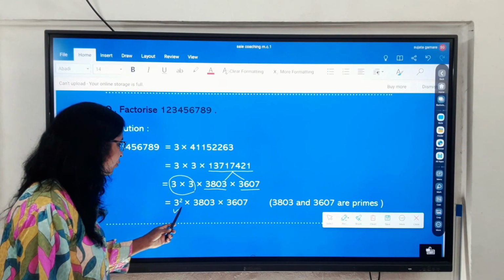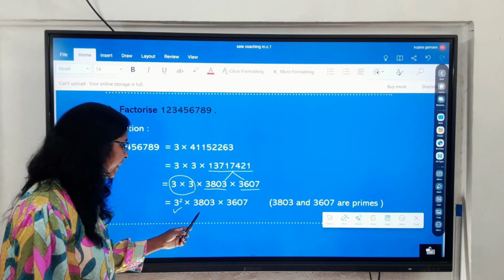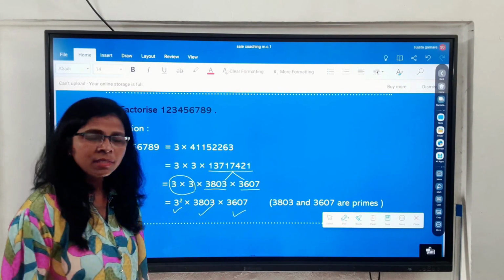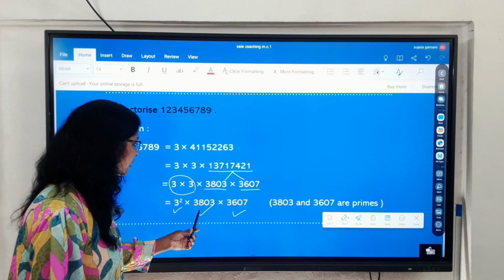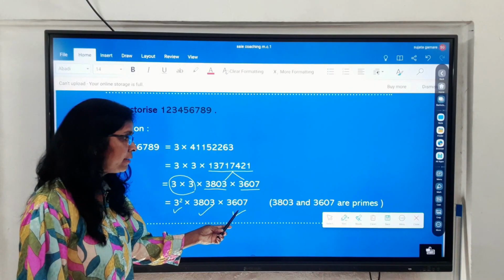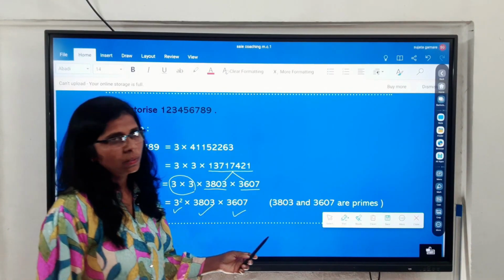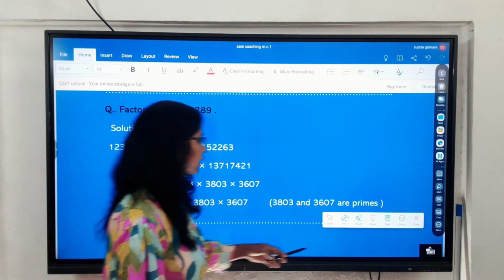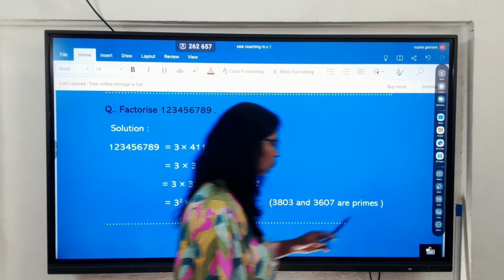So I write here square of 3, 3803 and multiply 3607. So now here 3803 and 3607 are the primes. Okay, so this way the biggest number can be converted into the smallest number.